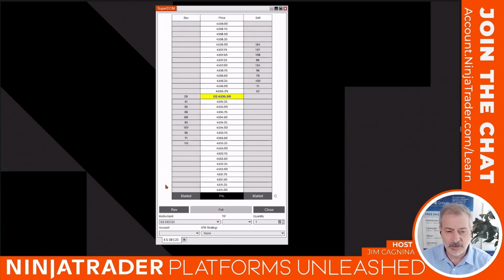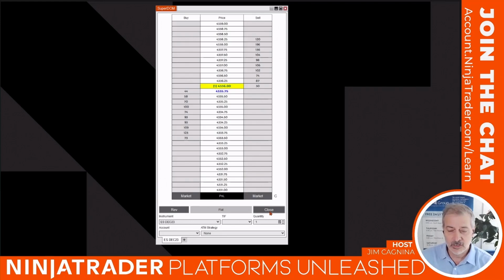Going down to the bottom here, you can see a market order button at the bottom of the bid column. If I wanted to buy at the market, I'd click on that button. Then we see our P&L, which will display once we enter a trade or establish a position. And on the right-hand side, another market button if we wanted to sell a contract at the market. Let's keep moving down here at the bottom.